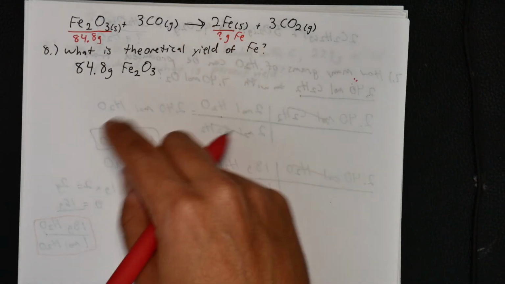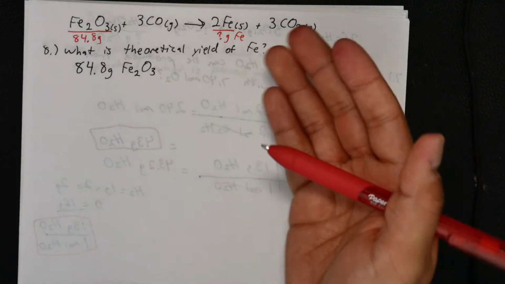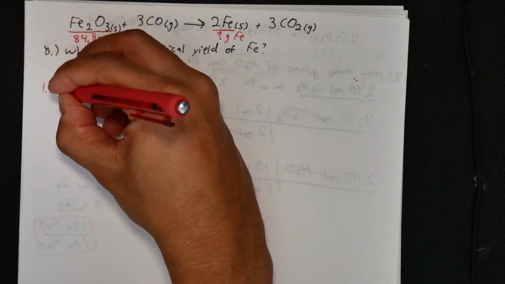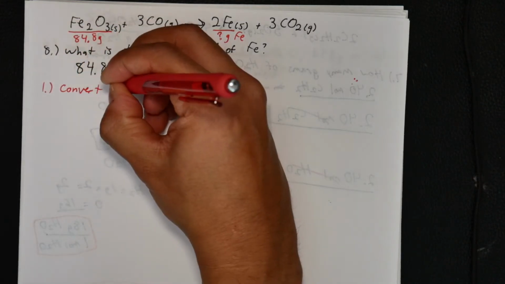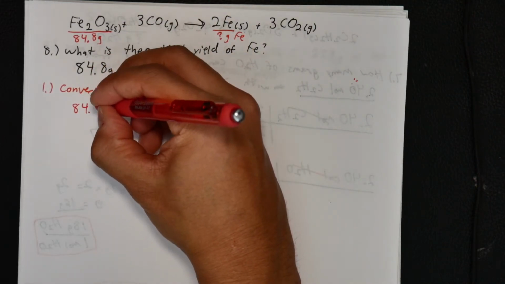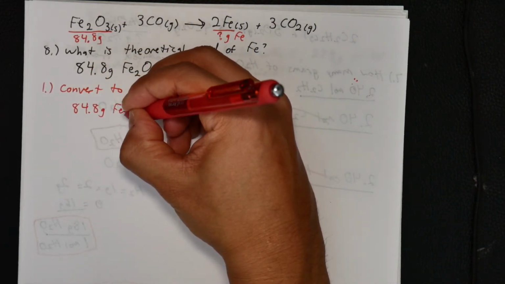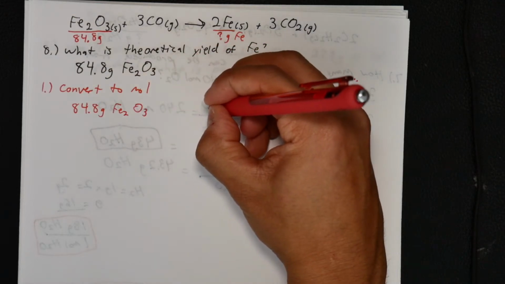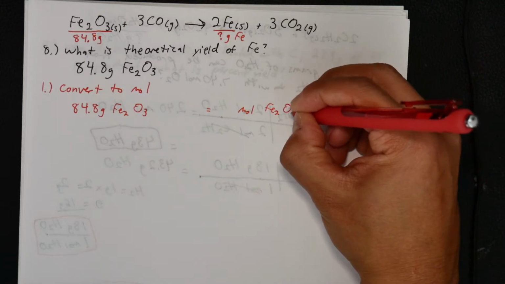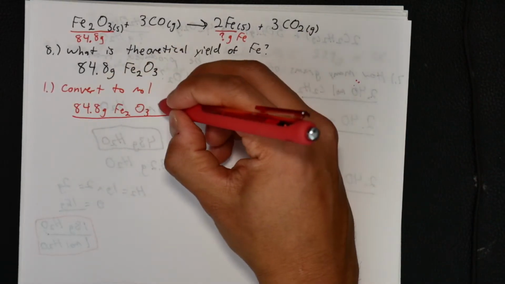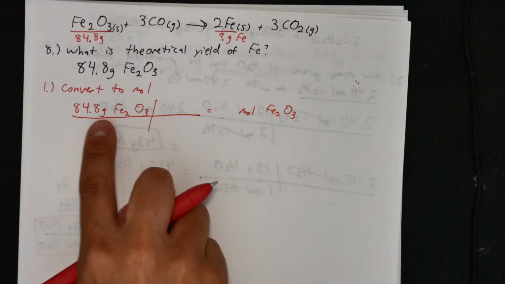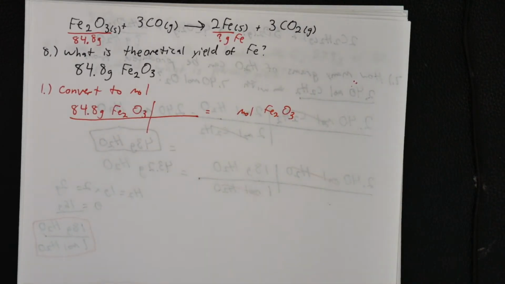But in order to do that, we, of course, need to get into moles first. That's always the first step. So step 1 is always going to be convert to moles. So we'll take our 84.8 grams of Fe2O3, and we're going to convert that into moles of Fe2O3. We're going to need to know molar mass in order to do this calculation, because if we're going from grams to moles, that is the molar mass conversion.